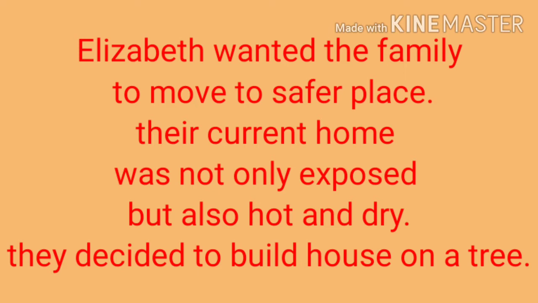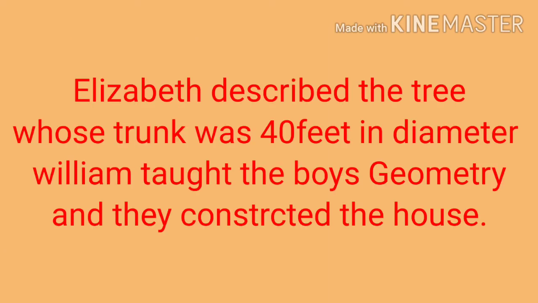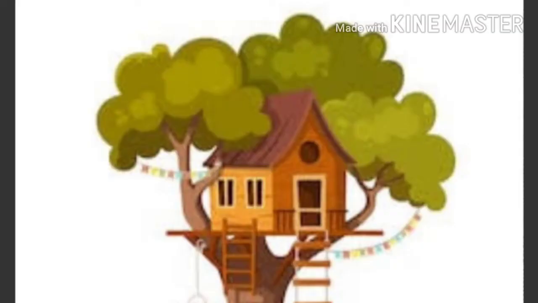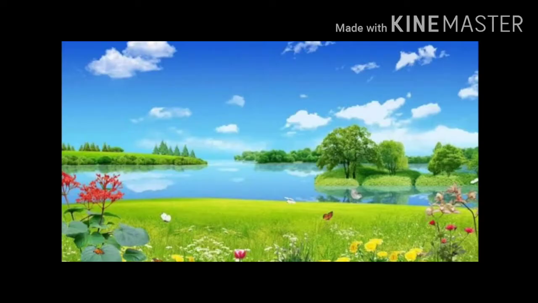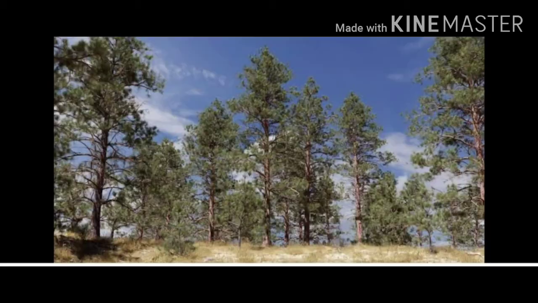Elizabeth described a tree whose trunk was 40 feet in diameter. William taught the boys geometry and finally they constructed the house, that was the house on the tree, beautifully constructed by the family. So here they feel protected. Meanwhile, Elizabeth announced that she had been tending a garden which was producing healthy plants. She told the family about the beautiful garden that she was tending.